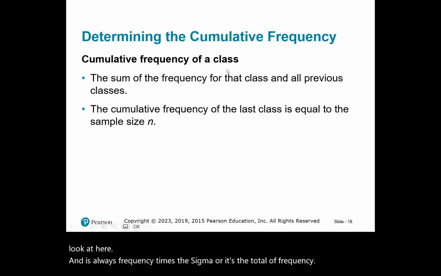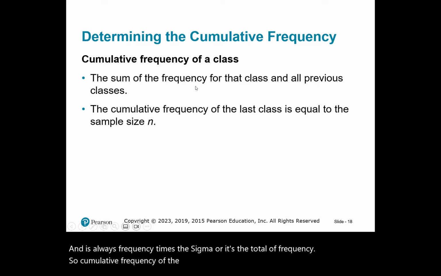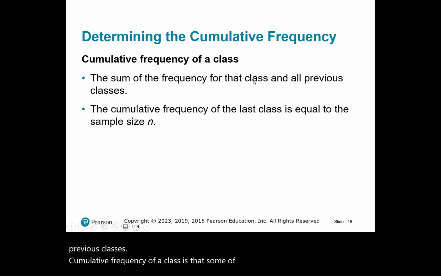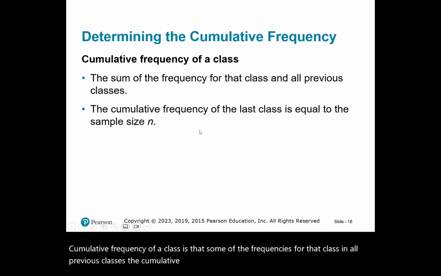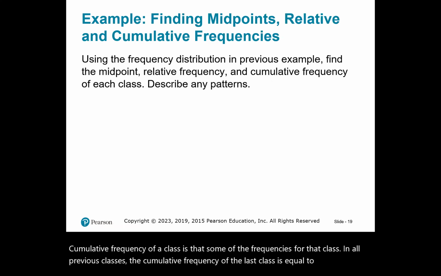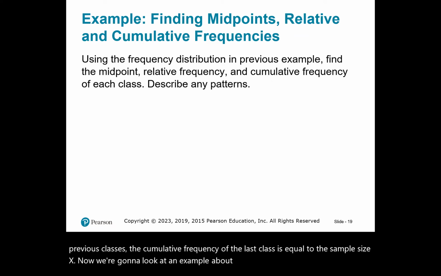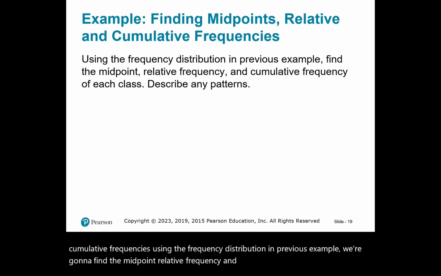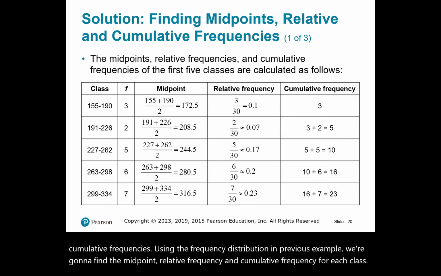Cumulative frequency of a class is the sum of the frequencies for that class and all previous classes. The cumulative frequency of the last class is equal to the sample size n. Now we're going to look at an example about finding the midpoint, relative, and cumulative frequencies. Using the frequency distribution in the previous example, we're going to find the midpoint, relative frequency, and cumulative frequency for each class, and then we're going to describe the patterns.